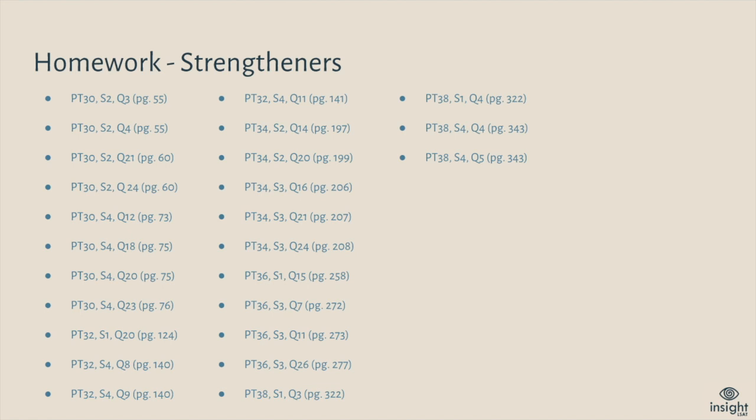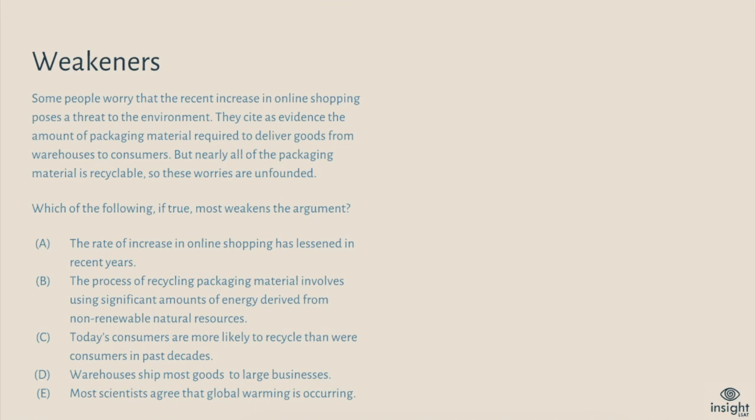And here's your homework for strengtheners. Pause your video, take a screenshot, write it down, because we are moving along. Weakeners. These are a lot like strengtheners, except the right answer choice is going to weaken the conclusion or the main point of the argument presented in the blurb. And wrong answers are either going to strengthen the argument, be completely irrelevant, or provide inferior weakening power relative to a different answer. Go ahead and pause your video, and I will be back in just a second to walk you through this one.